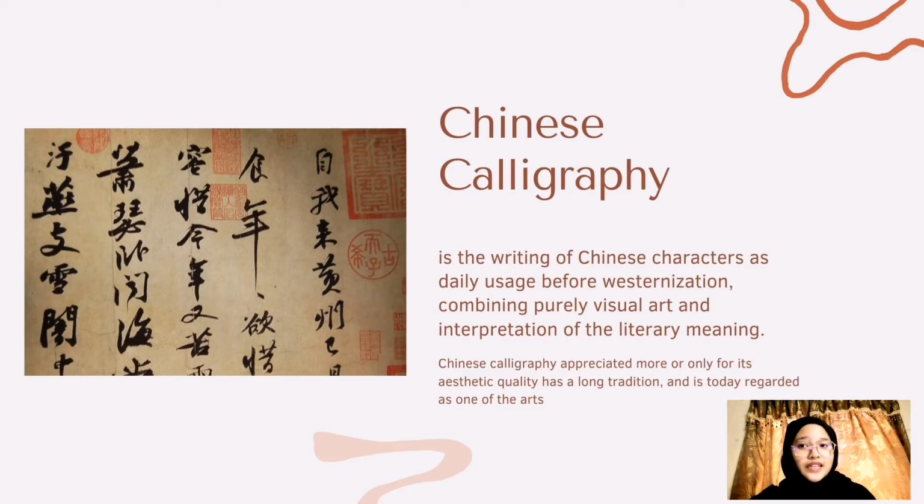There is some general standardization of the various styles of calligraphy in this tradition. In Korean, it is called hanja, meanwhile in Japanese, it is called kanji. And there's the modern one called hiragana. From what I know, hiragana is mainly used in Japan. Calligraphy has also led to the development of many forms of art in China, including seal carving, ornate paperwork, and ink tones. Chinese calligraphy, appreciated more or only for its aesthetic quality, has a long tradition and is today regarded as one of the arts.